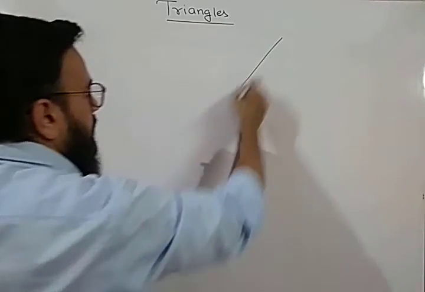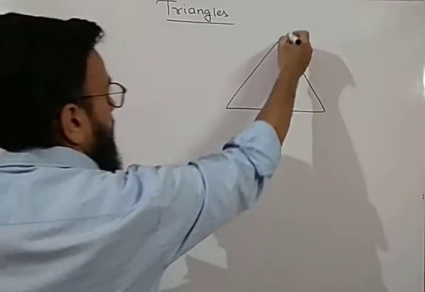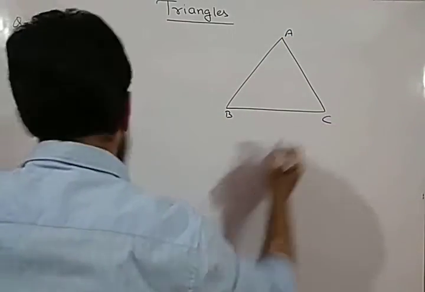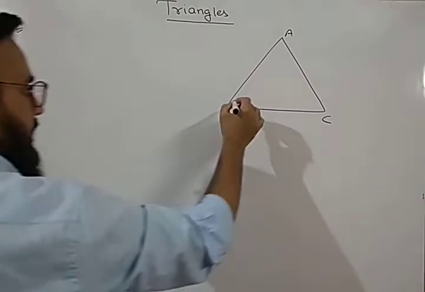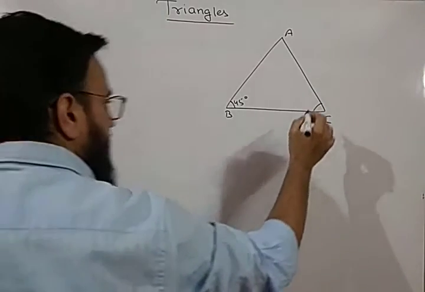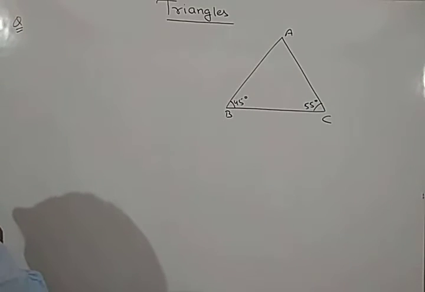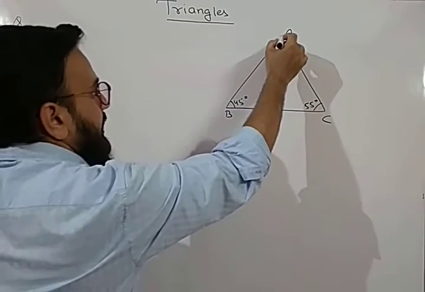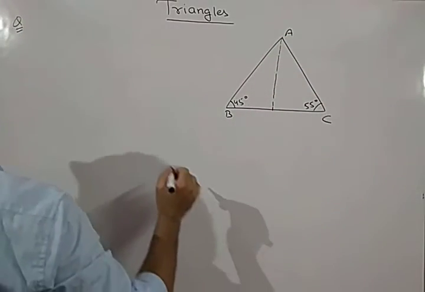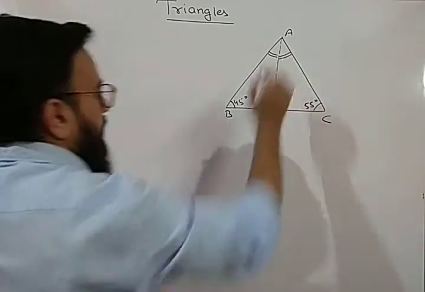Our first question is, we are given a triangle. So this is a triangle ABC. This angle is 45 degree and this angle is 55 degree. And the bisector of angle A is AD. This is the bisector. It means these two angles are equal.